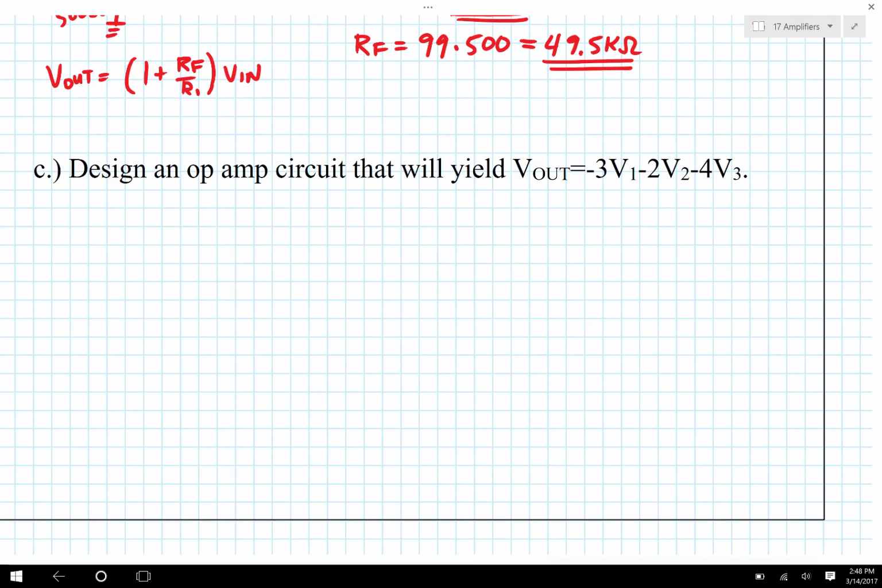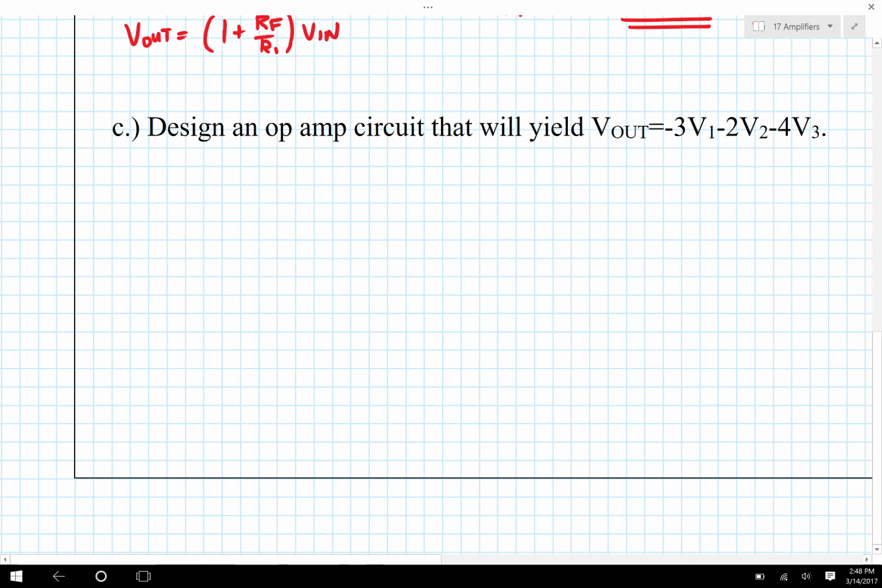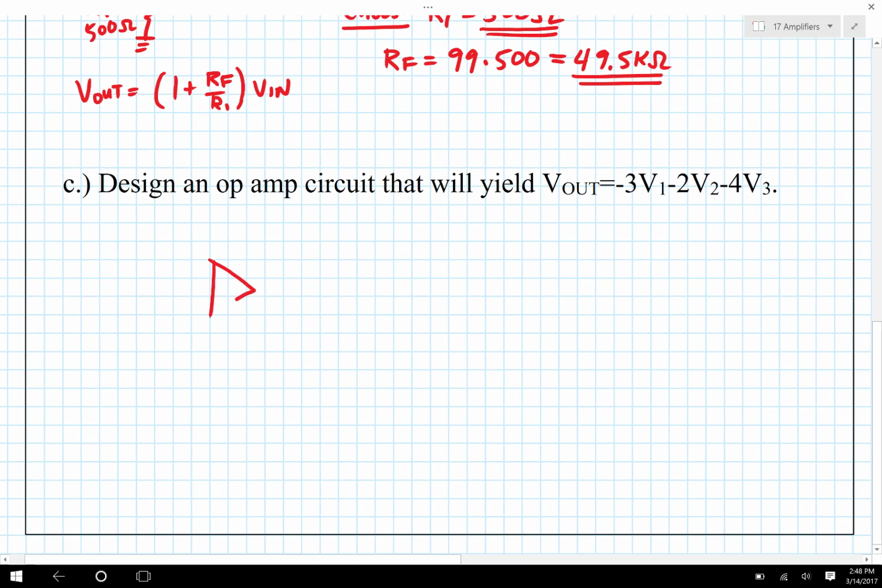And now we've got one where there are 3 voltages, and pretty clearly by looking at this, it's going to be the summing amplifier. We don't really have any other circuit that can do more than 1 input voltage. So let's go ahead and sketch the summing amplifier here. I'm going to have the positive terminal tied directly to ground. The negative terminal is going to have a feedback resistor. This will be V out. This will be RF.